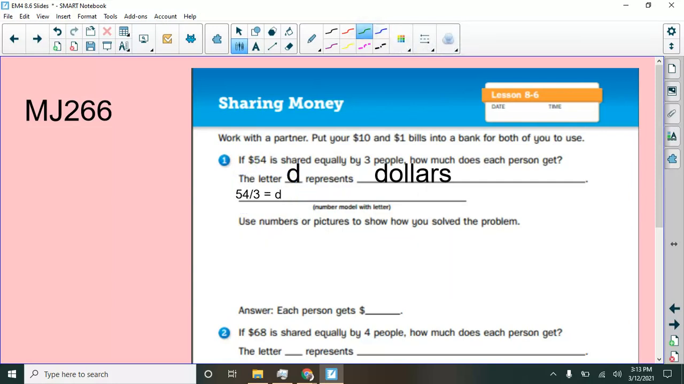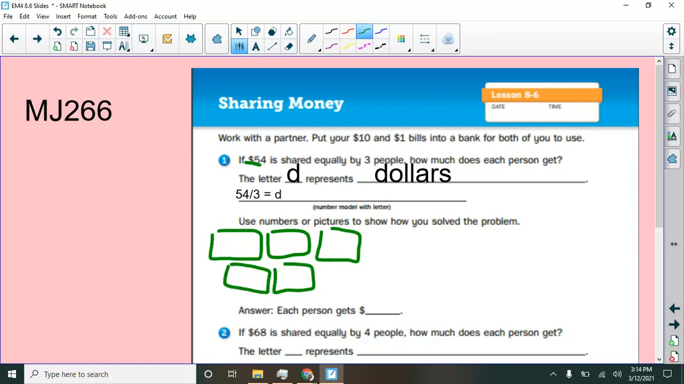I won't go all the way with you, but I'm going to go pretty far. We need to get out $54. So let's have you guys draw $54. These ones will all be tens. And then we need 4 ones. So that's a 1, 1. Here's a 1, and here's a 1. And then, of course, we need to draw our 3 people. Here they are.